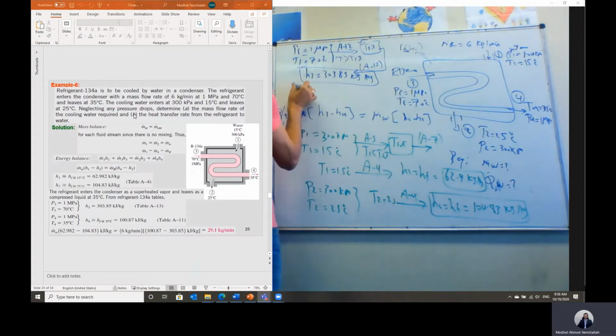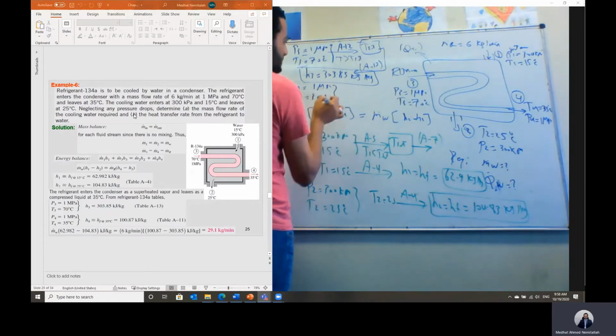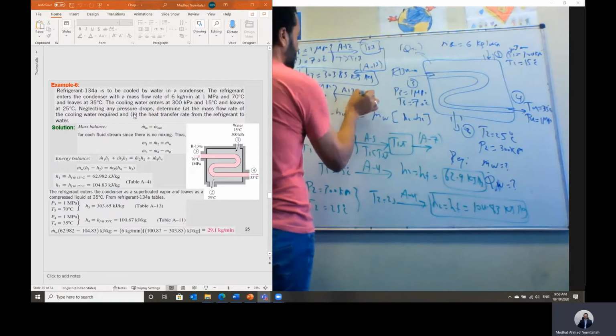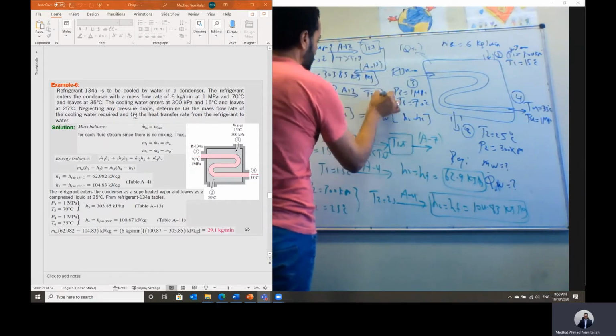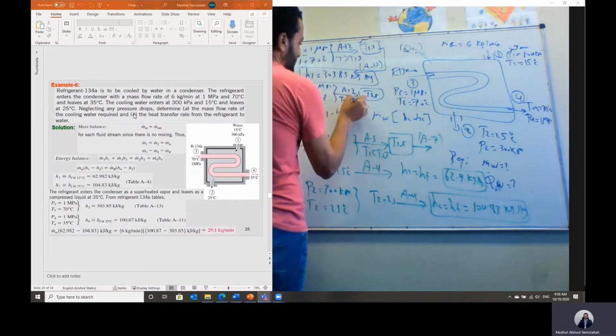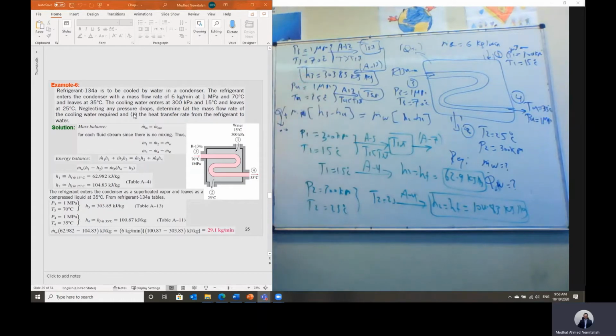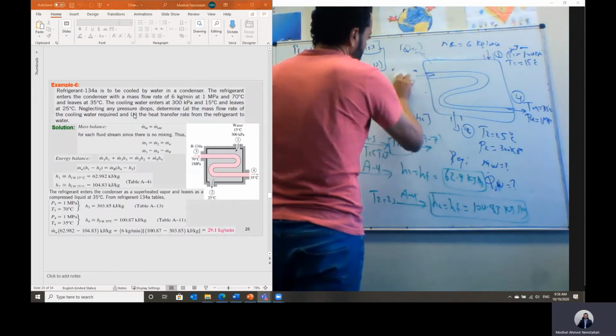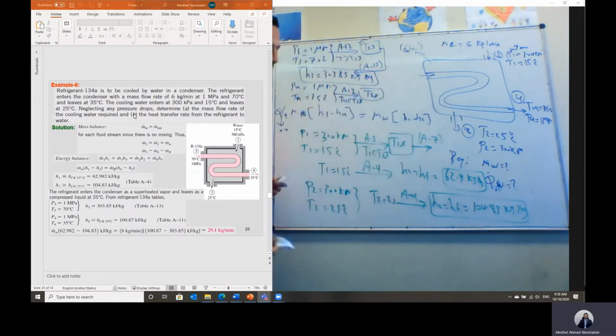Point 4, P4 for the refrigerant, 1 megapascal. Temperature is equal to 35 degrees C. I will repeat the same. Go to table A12, get the saturation. We already got the saturation at the same pressure from step 1. But you will find this temperature T4 is less than the saturation temperature. So the state is subcooled in this case. Subcooled, and it is the refrigerant.